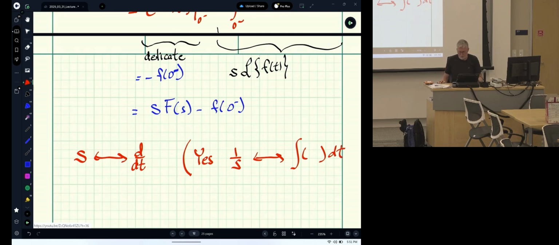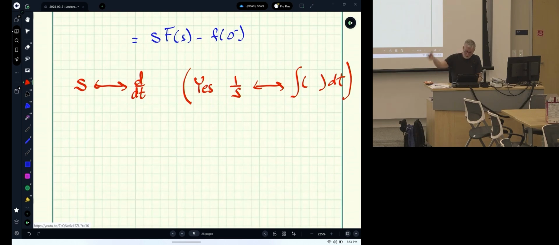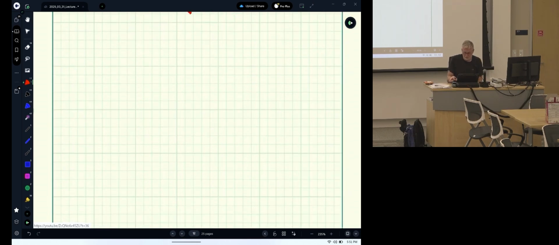And yes, 1 over s, that is integration. So s differentiates. When you invert that, you integrate. But that's how you cancel in algebra something. You multiply by its reciprocal and you get 1. And so that's how d by dt and integration match up. It's kind of cool. Really cool, actually.